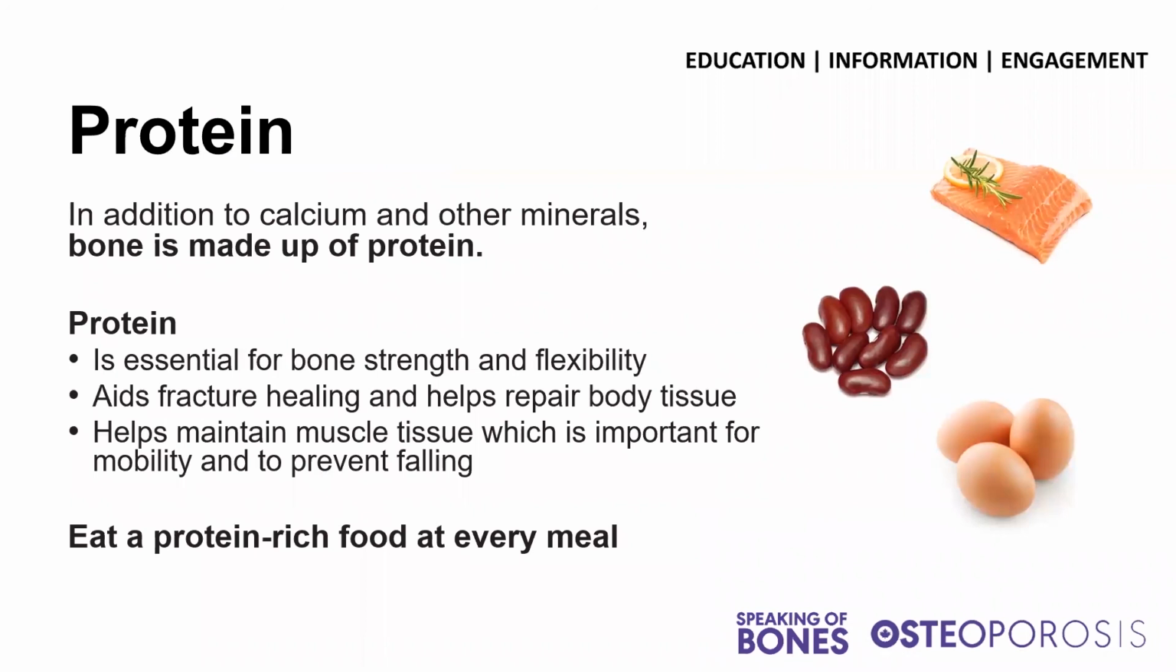The final nutrient we'll talk about is protein. In addition to calcium and other minerals, bone is made up of protein. It's essential for bone strength and flexibility. It aids in fracture healing and helps repair body tissue. It also helps maintain muscle tissue, which is important for mobility and to prevent falling. It's recommended to eat a protein-rich food at every meal. Some good sources of protein are beans or legumes, eggs, and of course, fish and other meats.